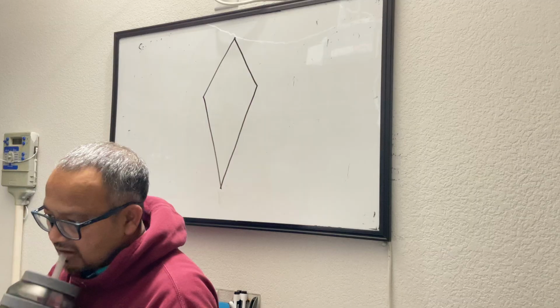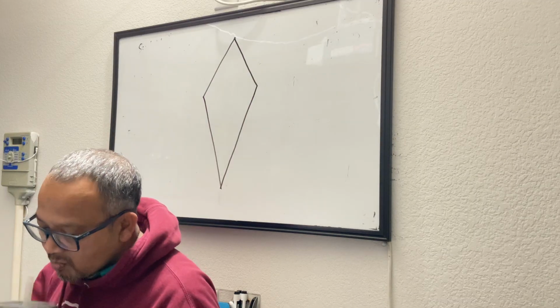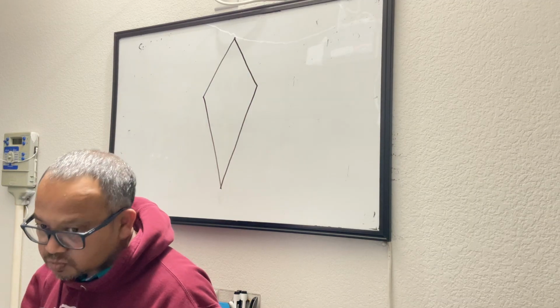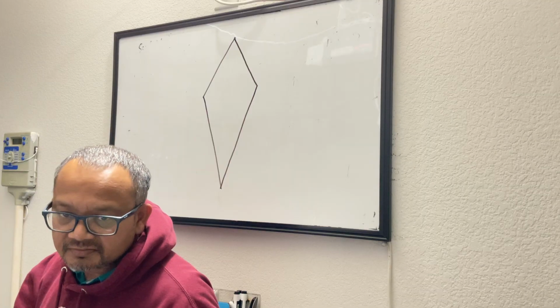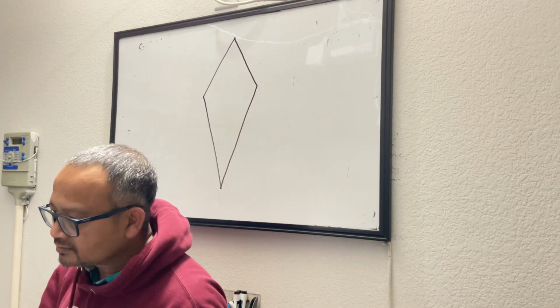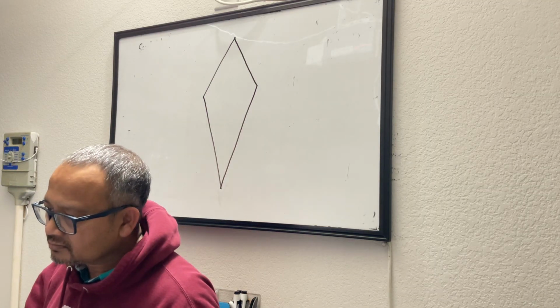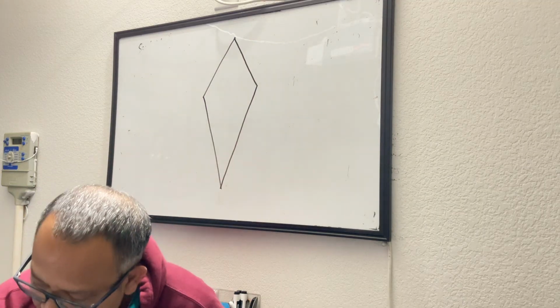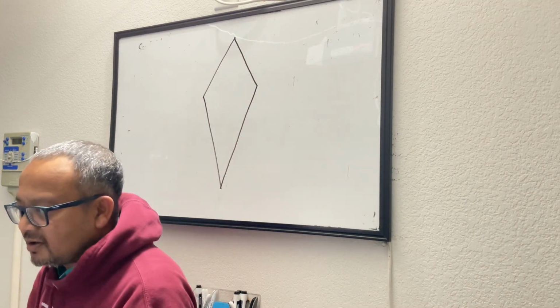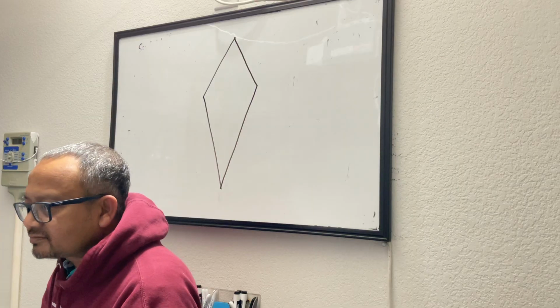So when you say a kite, the first thing I think of is two of the sides. Two sides are the same. There are two different types of sides. Not all sides are even.